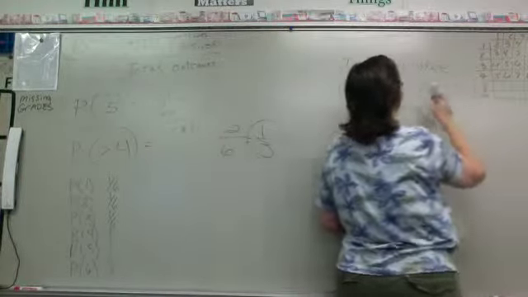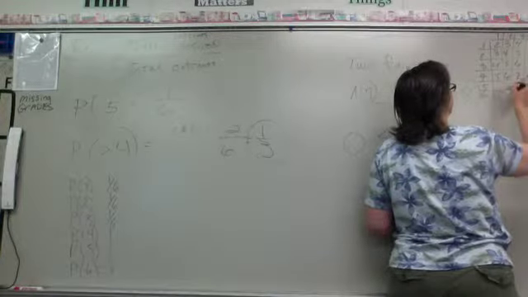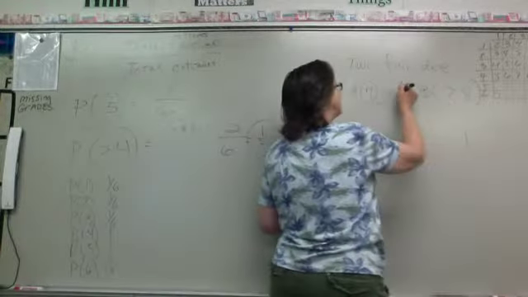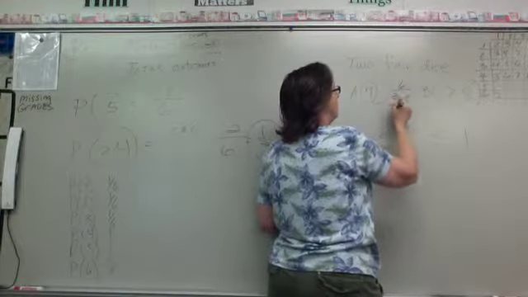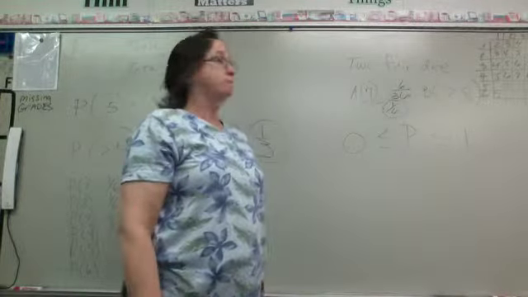How many of these are going to be 7s? 1, 2, 3, 4, 5, 6. So it's 6, thank you. 6 over 36, or 1/6 of a probability that we're going to be able to get a 7.